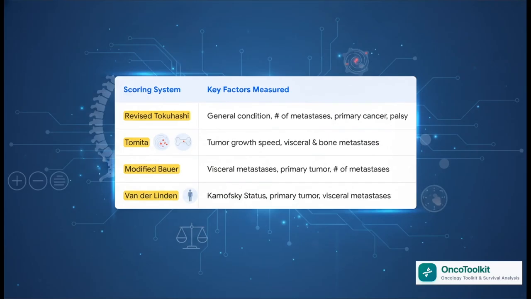Now, while Tokuhashi is a big deal, it's not the only game in town. You've also got the Tomita score, which really hones in on tumor growth speed and metastatic burden. A high score there, like 8 to 10, suggests a prognosis of only around 6 months, guiding you towards supportive care. Then there's the modified Bauer score. A low score of 0 or 1 suggests survival is less than 5 months. And finally, the Linden score uses performance status and tumor type to stratify patients. A top score of 6 there could mean an 18-month survival. The point is, each one provides a unique, evidence-based lens on prognosis.